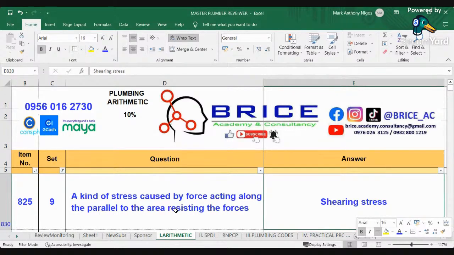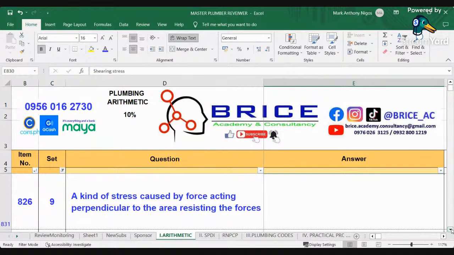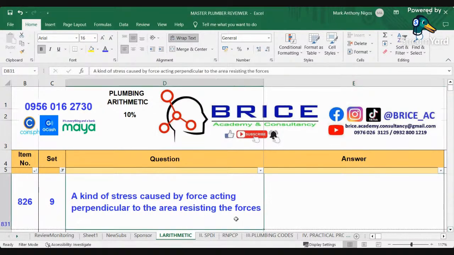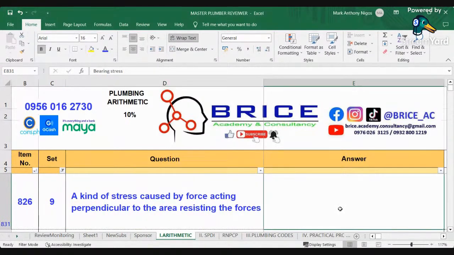A kind of stress caused by force acting parallel to the area resisting the force. The answer is shearing stress. 826. A kind of stress caused by force acting perpendicular to the area resisting the force. The answer is bearing stress.